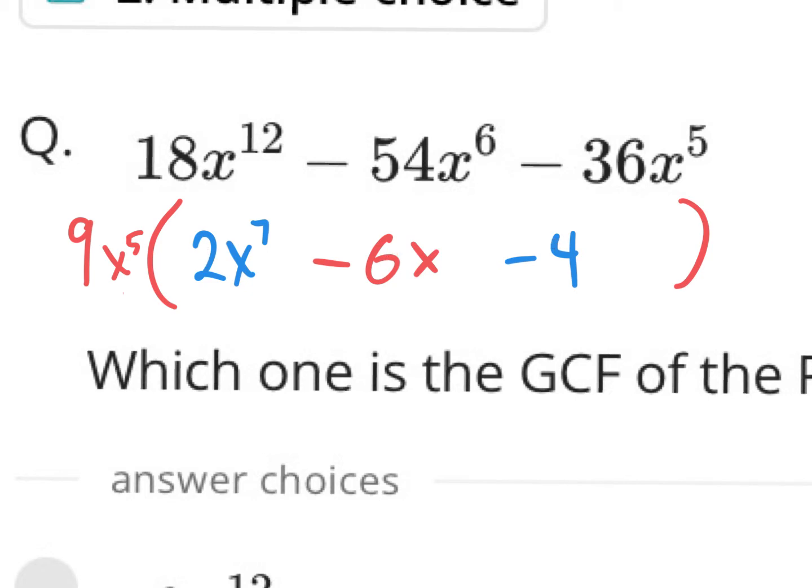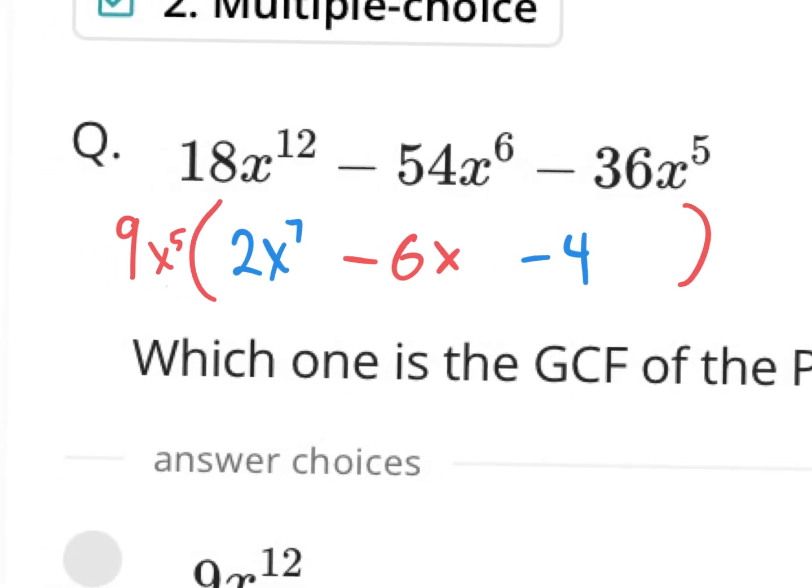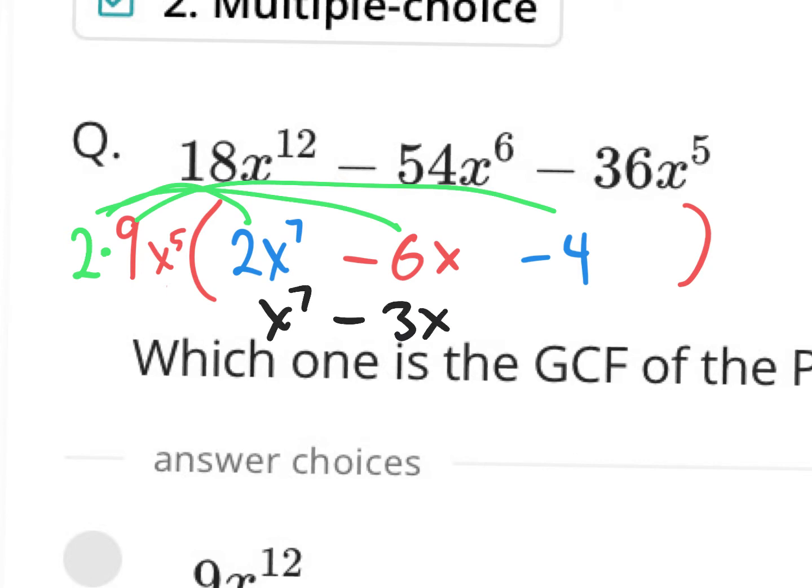So imagine if I were to pull out a multiple of 2. So I'd put a 2 out here, and if I pull out the multiple of 2 from each term, then I will have x to the 7th minus 3x minus 2 in those parentheses. And what you would have outside would be 2 times 9, which would be 18, x to the 5th. So it would have been easier to identify right at the beginning: oh, there's 18 right there, 18 right here, and 18 right there.